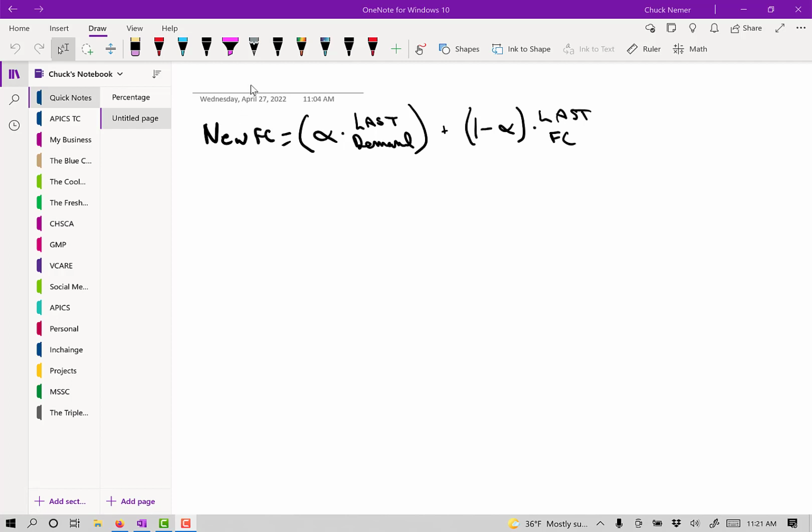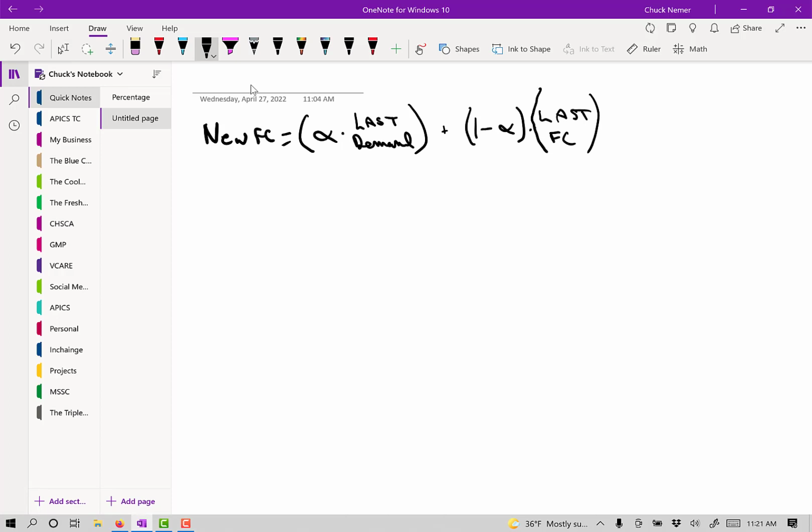We are going to look at a forecasting method called exponential smoothing. What I would ask you to think about in exponential smoothing is to think of it as a blending or a weighting between what was the last demand and the last forecast. So where do you want to put your emphasis?